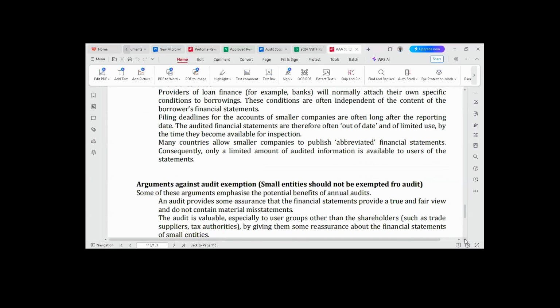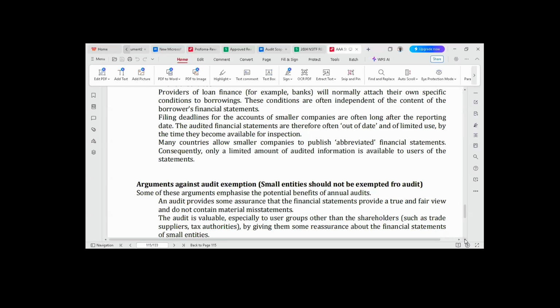Now, what are the arguments against audit exemption, especially for small companies? One, an audit provides an assurance that financial statements provide a true and fair view and do not contain material misstatements. So this is one of the key checks in auditing financial statements, because it gives an assurance that financial statements do not contain any material misstatements.